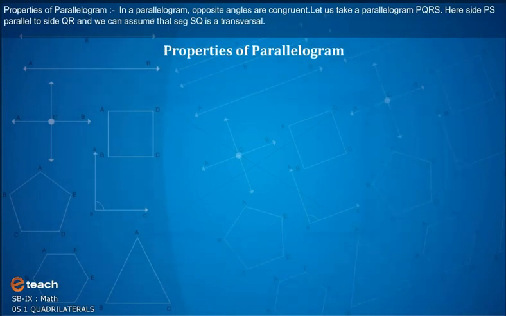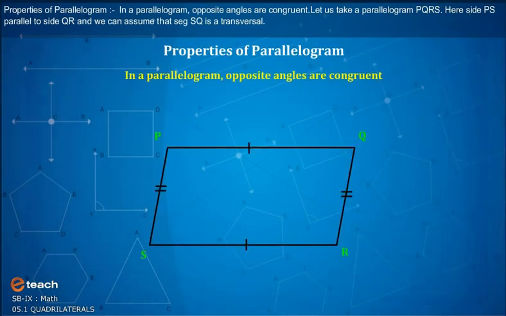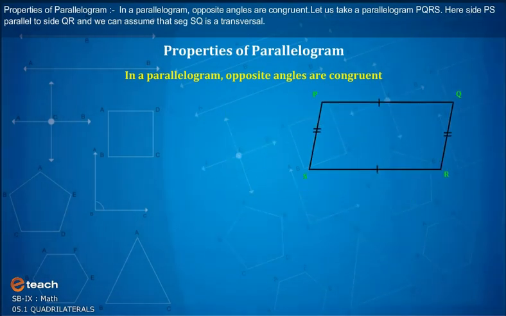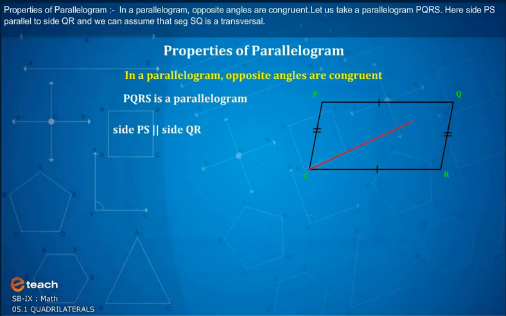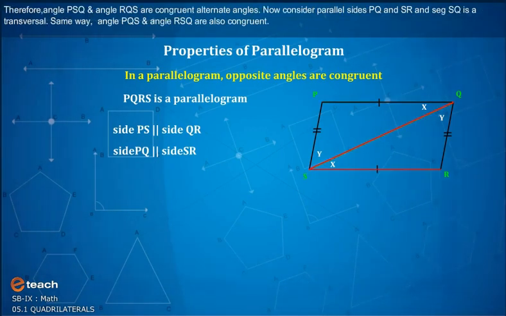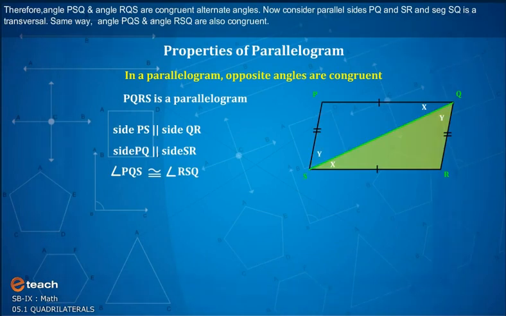Properties of parallelogram. In a parallelogram, the opposite angles are congruent. Let us take a parallelogram PQRS. Here, side PS is parallel to side QR, and we can assume that segment SQ is a transversal. Therefore, angle PSQ and angle RQS are congruent alternate angles.